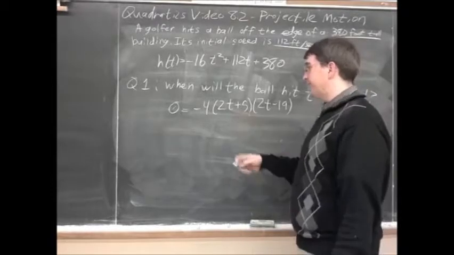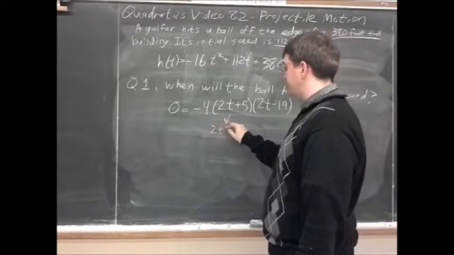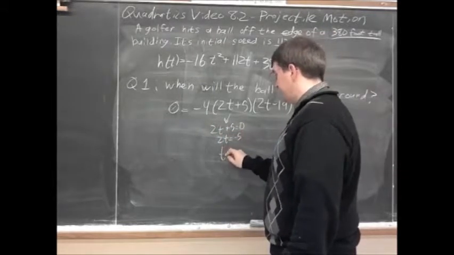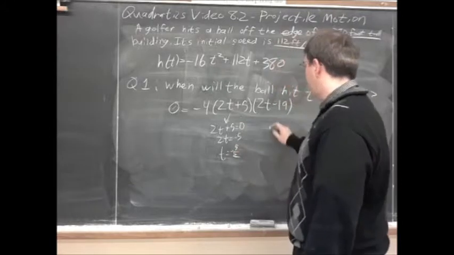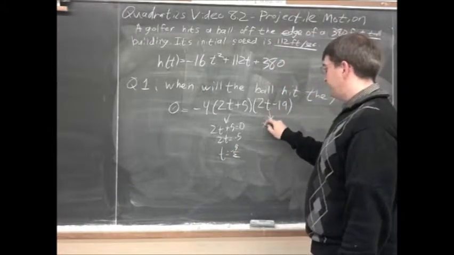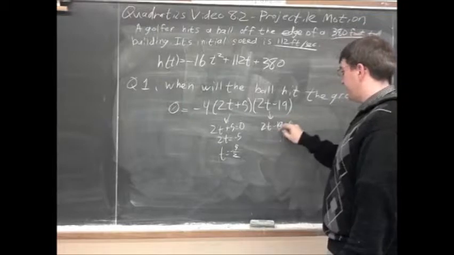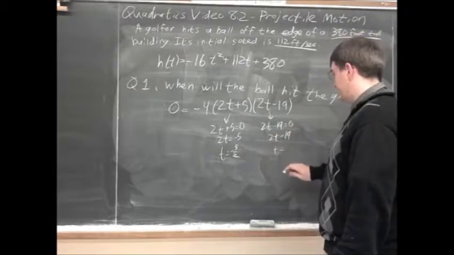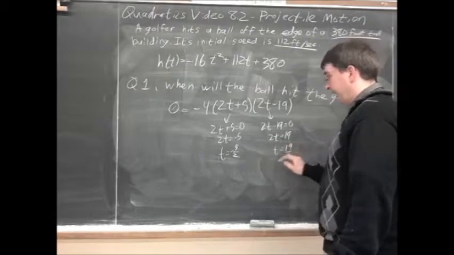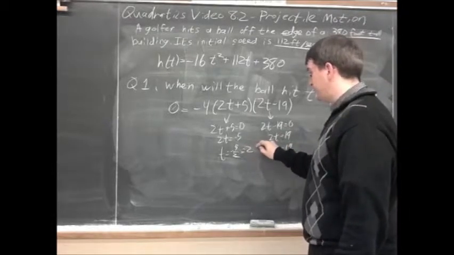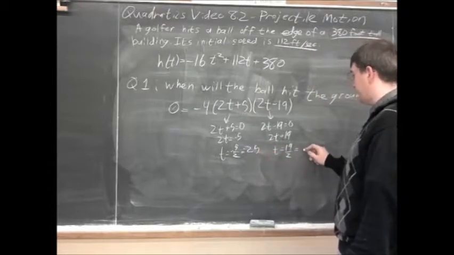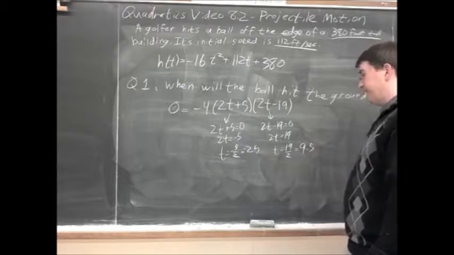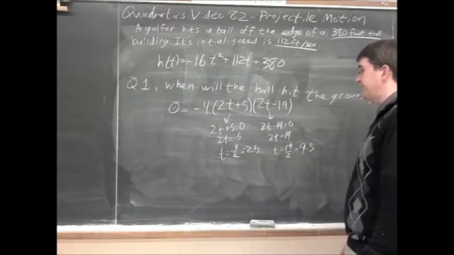Now I can set these factors individually equal to 0. 2t plus 5 equals 0 means 2t equals negative 5, so t equals negative 5 halves. Or 2t minus 19 equals 0, so 2t equals 19, so t equals 19 halves. Negative 5 halves is the same thing as negative 2.5. 19 halves is the same thing as 9.5.